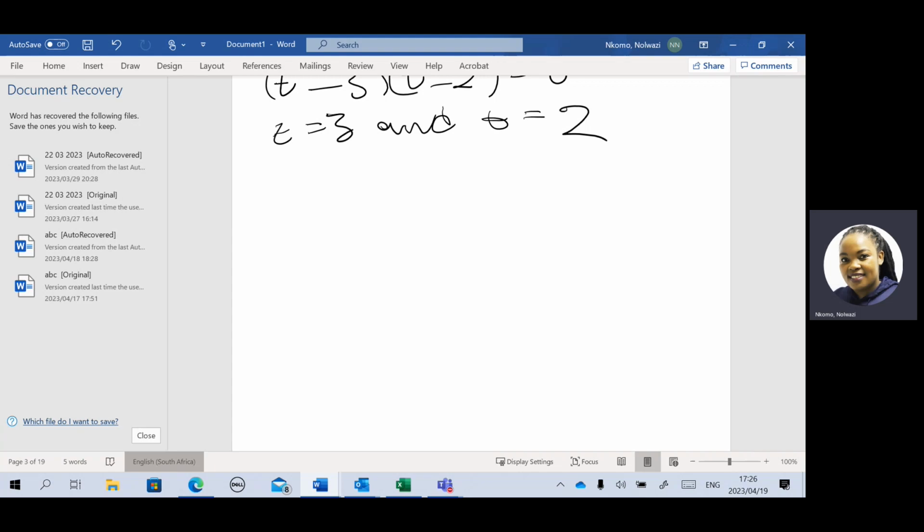Okay, the next step, you can find the corresponding values that correspond with T equals 3 and T equals 2. Let's try and find them. T at 3, we are substituting back into the equation of Q, right?